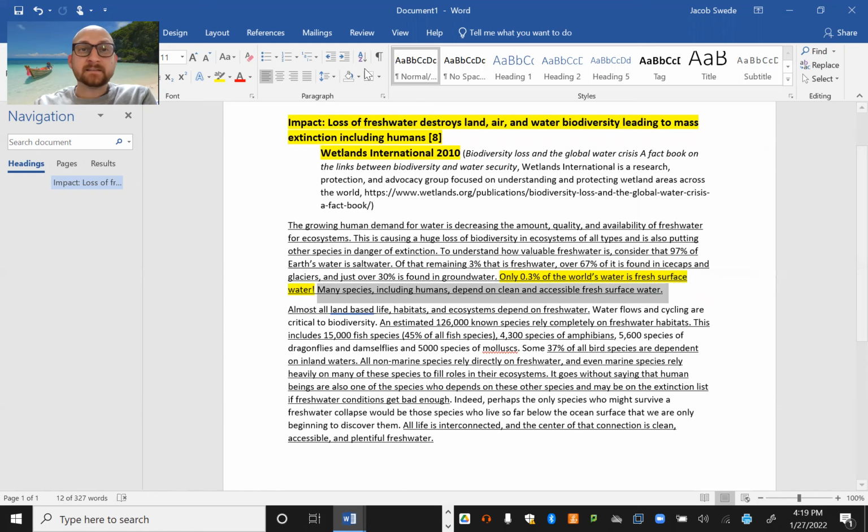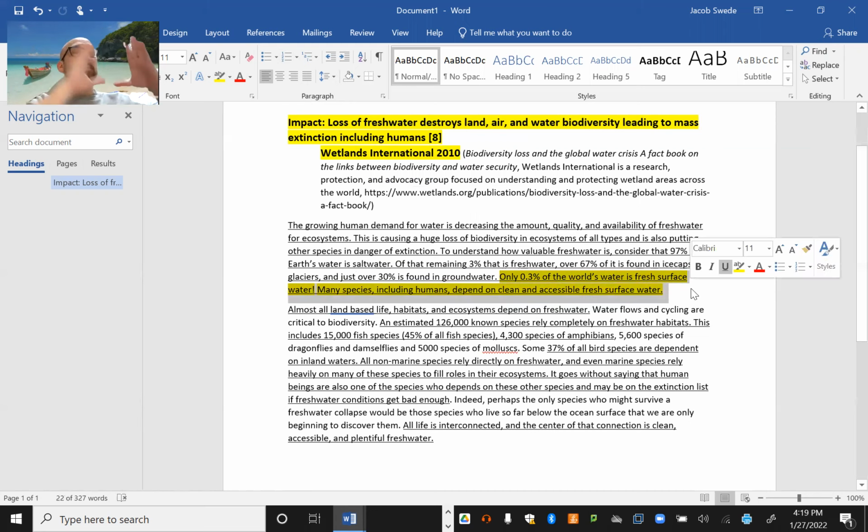Okay, I think that's pretty important because now we're establishing that if we only have a little bit of fresh water and everyone depends on it, that's really important. So we want to highlight that also. So of that whole paragraph, there's really only 2 parts we want to highlight, which says that there's not very much fresh water and everyone depends on it.